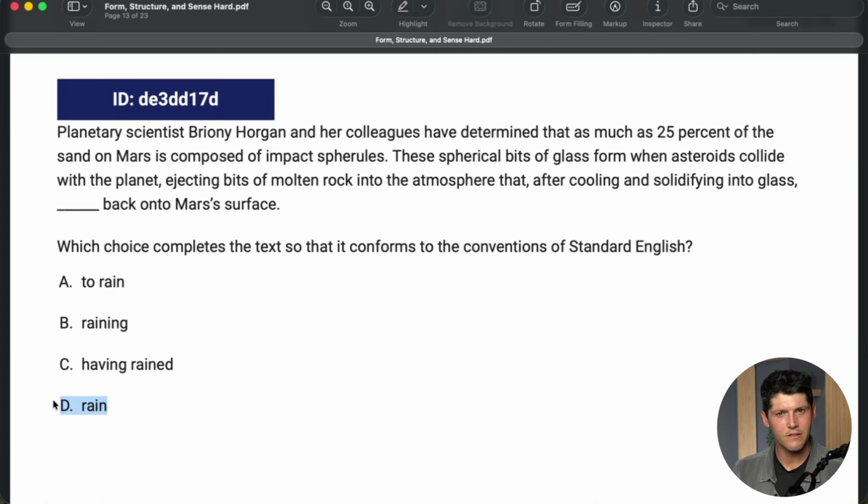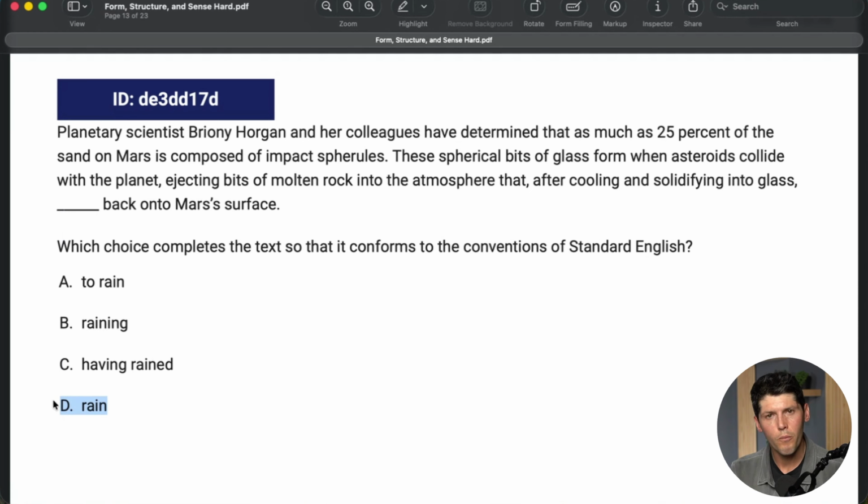If you have 3 answer choices that are not conjugated, and by that I mean they couldn't be the main verb. Technically, some of them are conjugated, but they couldn't be the main verb. So to or ing, those types of answer choices are not going to be main verbs. If you have 1 of those and 3 that are main verbs, pick the outlier. In this case, we have 3 that have an ing or an infinitive to in front. It's going to be D, rain, back onto Mars's surface.